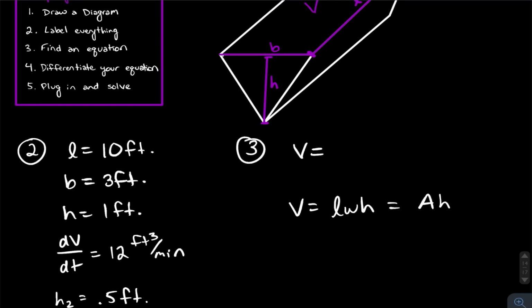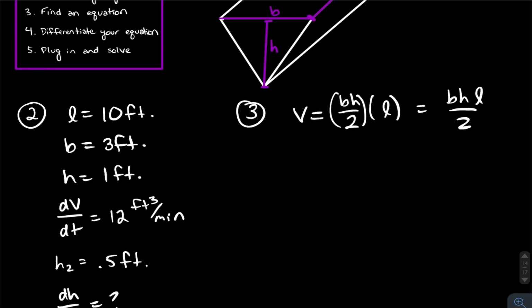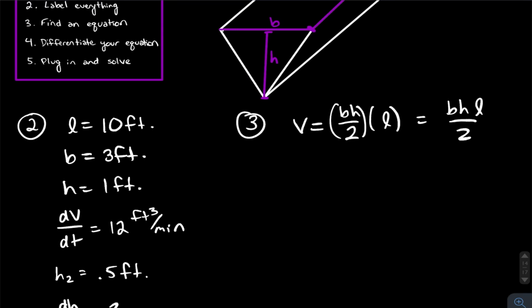So what I'm trying to say is that we're going to have the area of a triangle, those are the cross sections, and then we're just going to extend that, and that's going to be L. So the volume is actually BHL over 2. Hopefully that makes a little bit of sense. We're trying to relate V and H here, and we've been able to do that with this volume formula.